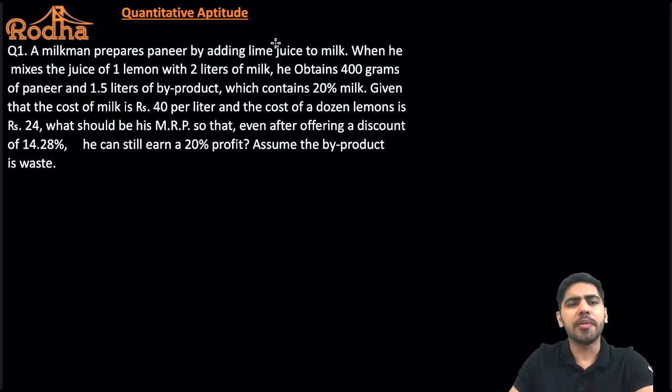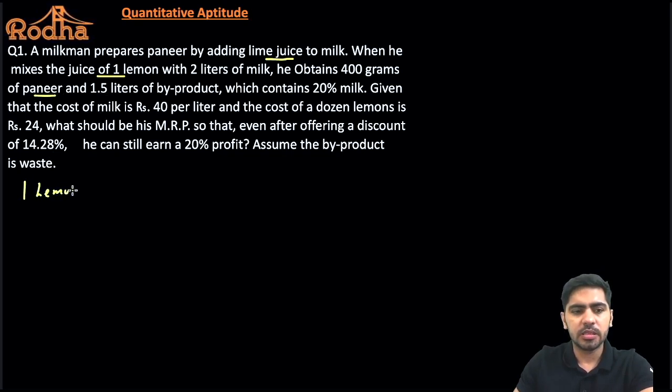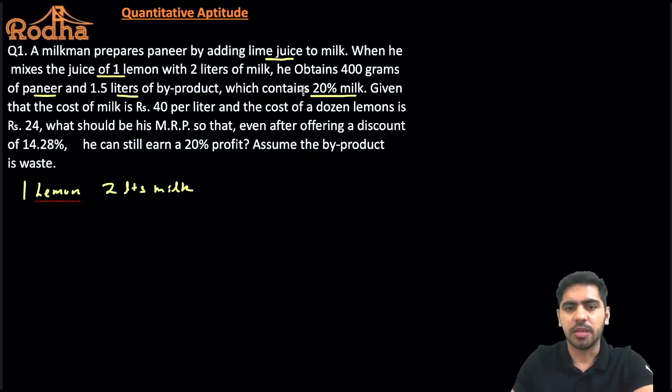It says a milkman prepares paneer by adding lime juice to milk. When he mixes the juice of one lemon with 2 liters of milk, he obtains 400 grams of paneer. Alright. So to obtain 400 grams of paneer, I need 1 lemon and 2 liters of milk. That is the requirement to make 400 grams of paneer, and 1.5 liters of byproduct which contains 20% milk. So I'm left with 1.5 liters of byproduct as well, which has 20% milk in it.